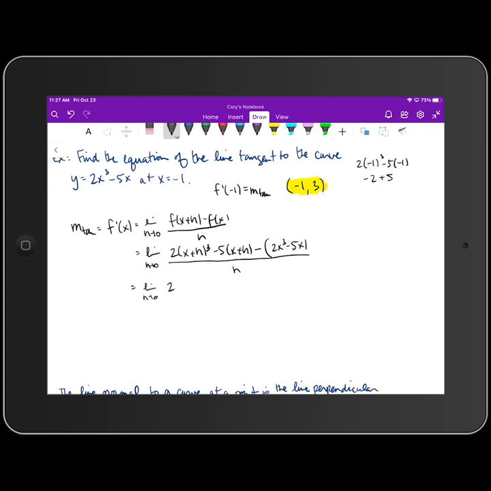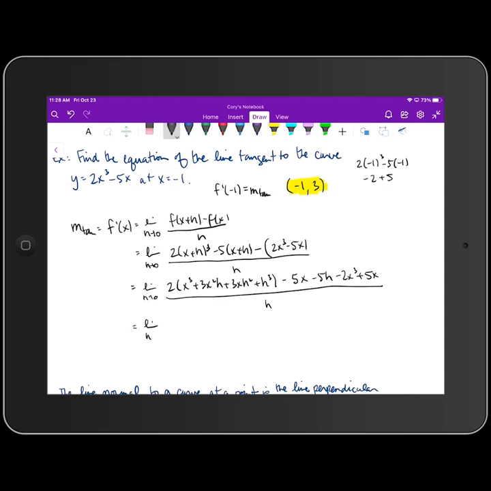Okay, so this is going to become 2 times x plus h cubed. If I use the binomial theorem for that, that's going to be x cubed plus 3x squared h plus 3xh squared plus h cubed. When I distribute negative 5 across both terms, I get negative 5x minus 5h. And then I'm going to distribute negative 1 across the next two terms, so that's minus 2x cubed plus 5x all over h.